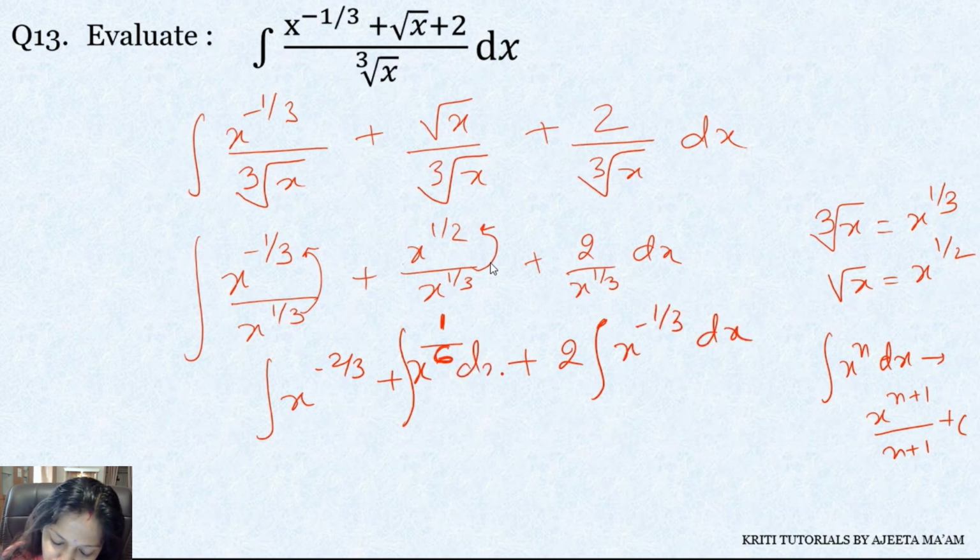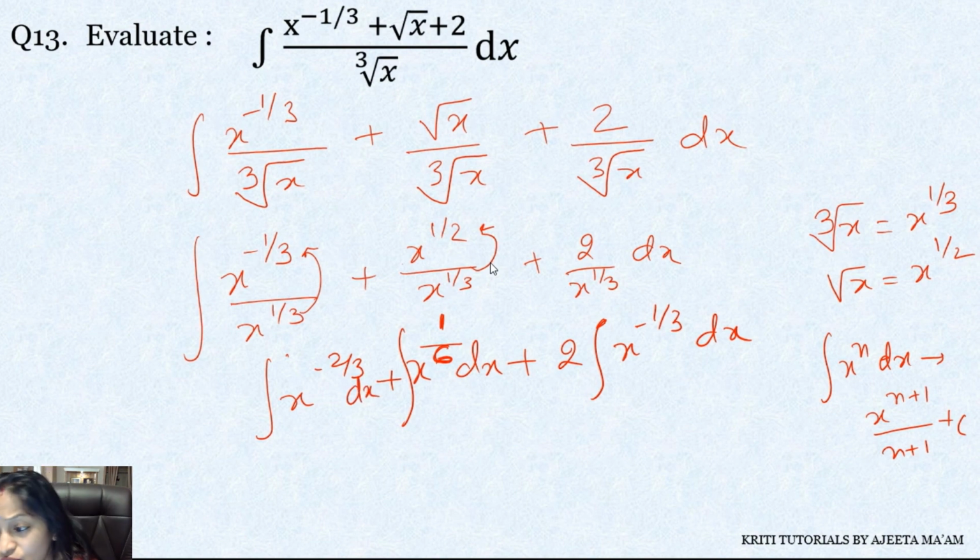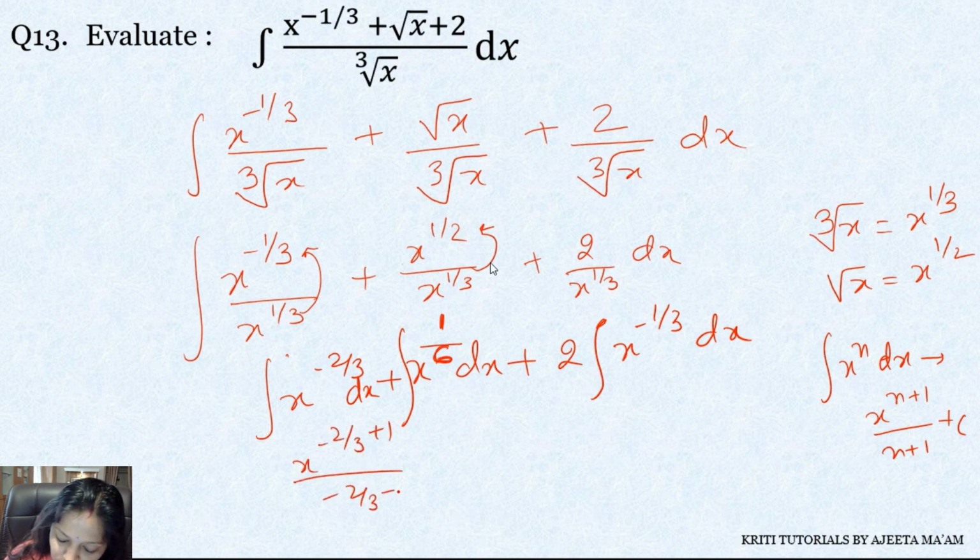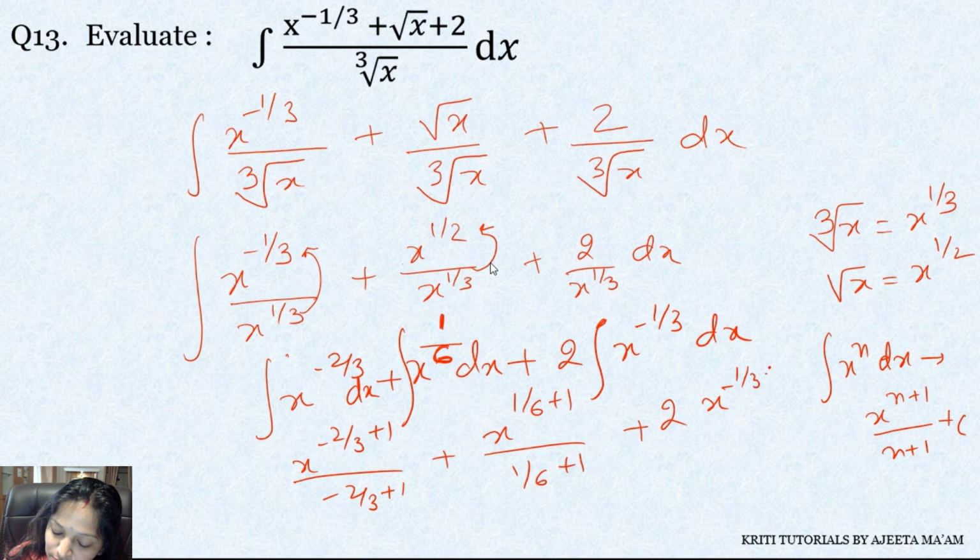Now let's make it into 3 different integrals so that we don't have to rewrite it again. Now let's use the power rule. N is minus 2 by 3 in the first case. So minus 2 by 3 plus 1. Here we get x raised to 1 by 6 plus 1, and here 1 by 6 plus 1. And again, here we get 2 times x raised to minus 1 by 3 plus 1 upon minus 1 by 3 plus 1. So this is how we write the answer simply, and then with plus c. Correct.